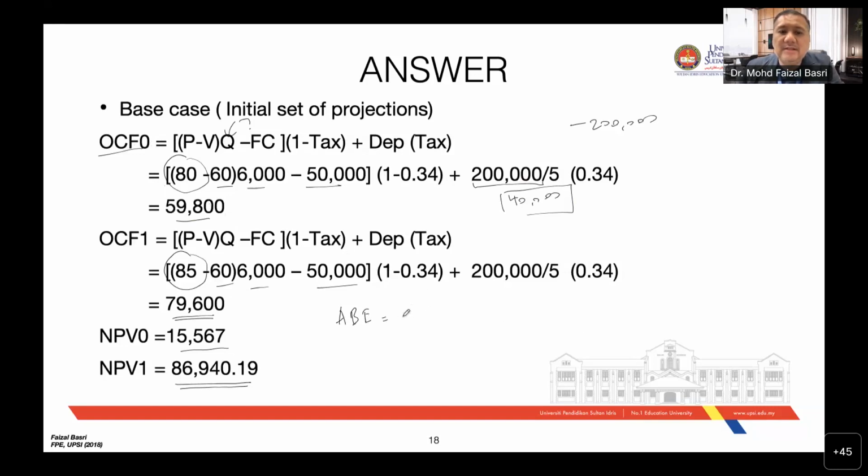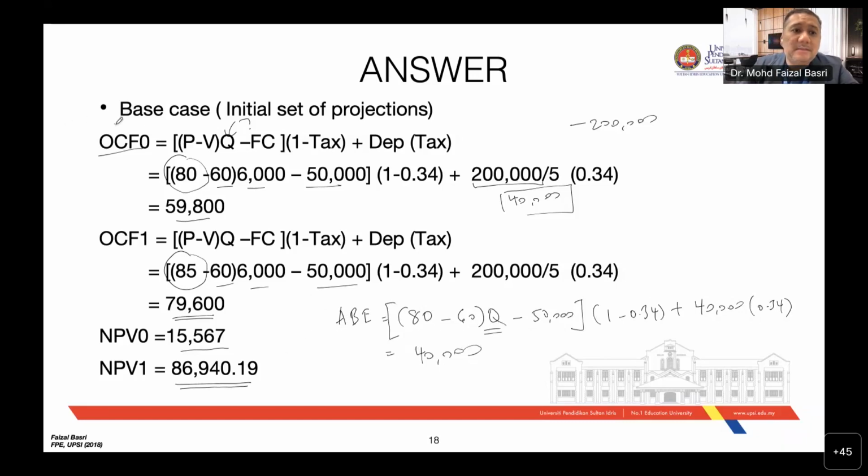So meaning it will involve calculations of the price of RM80 minus variable cost of 60. We don't know the Q because Q is our target to find. The fixed cost would be 50,000. And 1 minus 0.34 plus 40,000 times 0.34. And all of this will equate to 40,000. So in order to find Q, obviously we need to have all other information. The only unknown variable is Q. So this is the formula that you need to use in order to find your Q, and this is based on the base case scenario.